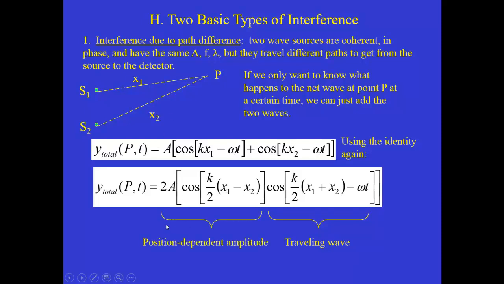And so we can think of this entire term out in front of the traveling wave as an amplitude that depends on position. Because if point P is in a location where x2 and x1 are different, then depending on how different they are, that will determine the amplitude. And we have some very cool things that can happen when x2 and x1 differ by just very certain amounts.